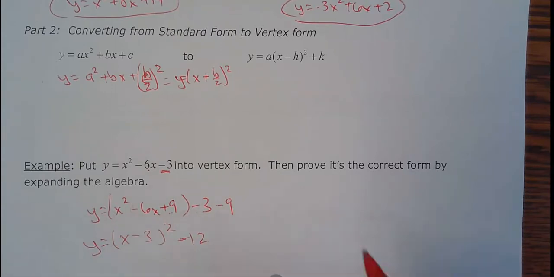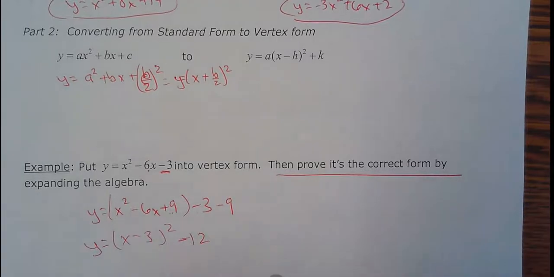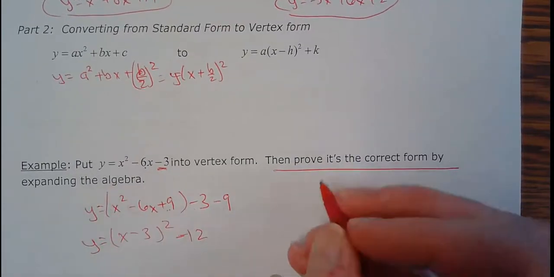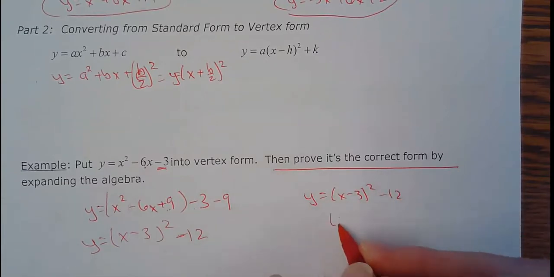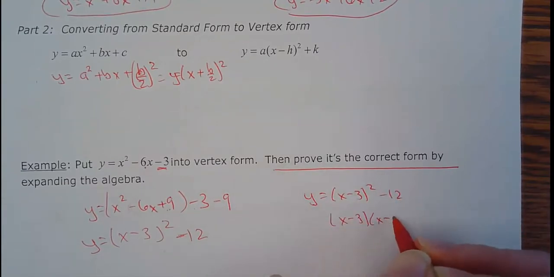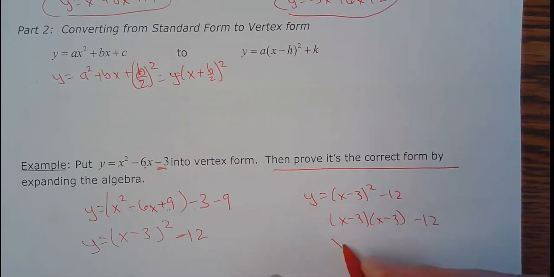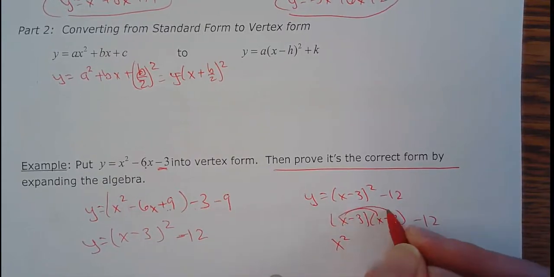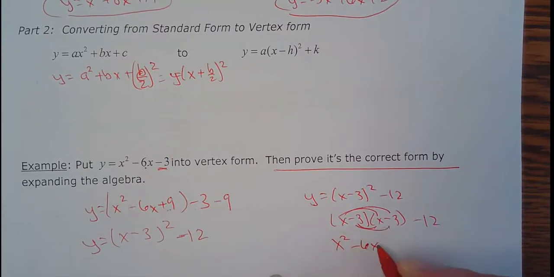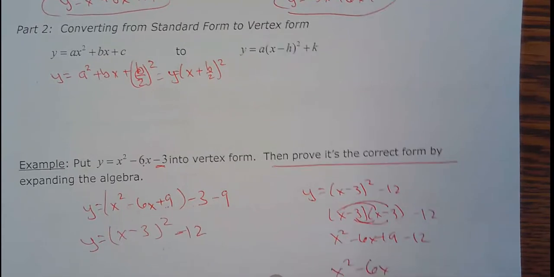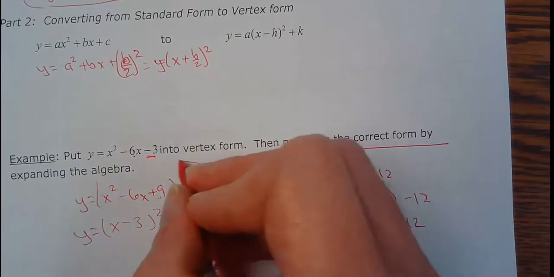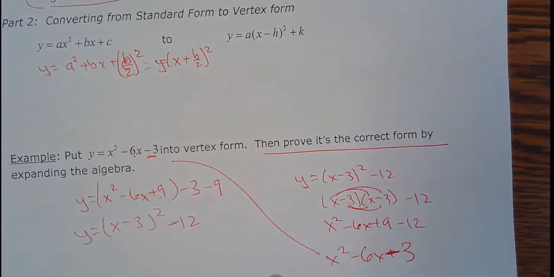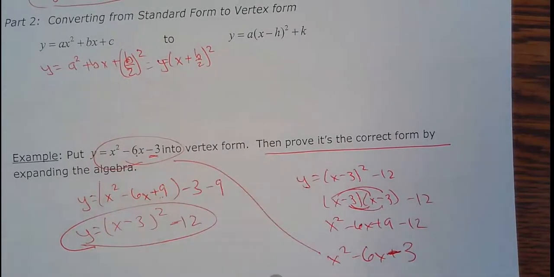And then how could I check myself? It says prove it by expanding the algebra. So I'm going to take this, y equals x minus 3 squared minus 12. Let's multiply that out. x minus 3 times x minus 3, minus 12. So this would be x squared minus 3x minus 3x is minus 6x, and then plus 9. x squared minus 6x plus, minus 3, which is what the original problem was. So now I know I did it right. So this is the vertex form of that. Okay?